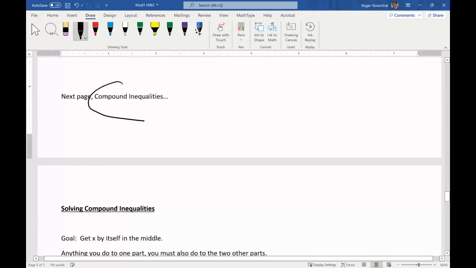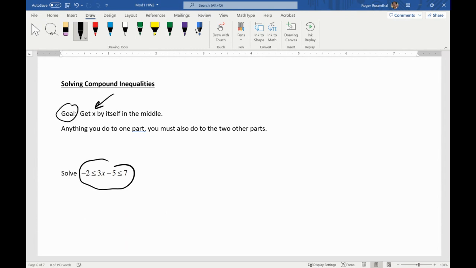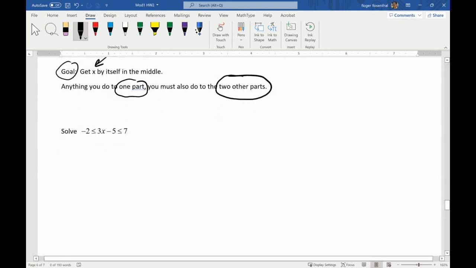Okay, the next thing is called compound inequalities. Compound inequalities look like this, and your goal is to get the x by itself in the middle. And a key thing is that anything you do to one part of this, and it's got 1, 2, 3 parts to it, you must also do to the other 2 parts. So our goal is to get the x in the middle.